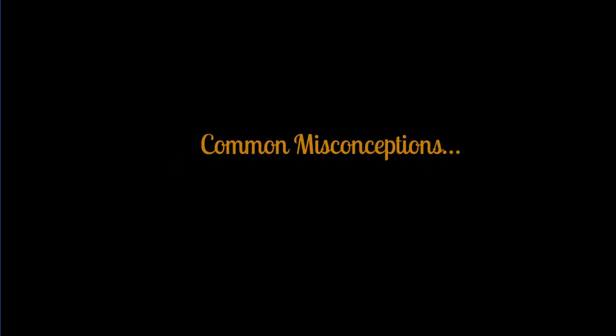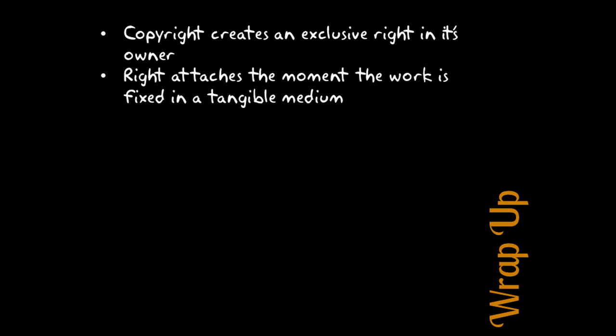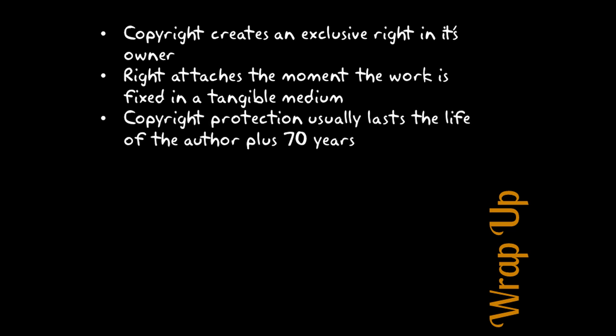Before we wrap up, let's review what was covered today. Copyright creates exclusive rights in its owner that attach the moment the expression is set in a tangible medium. This protection usually lasts for the life of the author plus 70 years and attaches even if a person chooses not to register their copyright.